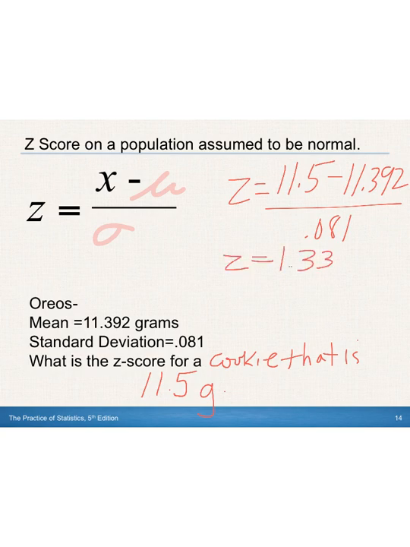So the z is 1.33, which means that if this is our mean, and here's 1 standard deviation away, and here's 2 standard deviations away, our piece of data is right about there. So it's 1.33 standard deviations away from the mean.